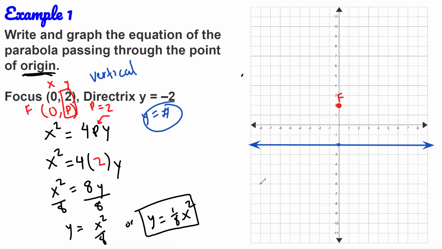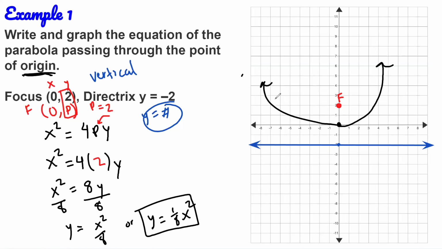What's the origin? 0, 0. So it happens to be here. Now, remember that we said p has to be the same value from the focus to the vertex and from the vertex to the directrix. So is it 2 units? 1, 2. Yes, it is. 2 units, 1 and 2. So therefore, it's always opening towards the focus. So all we have to do is go up and up.